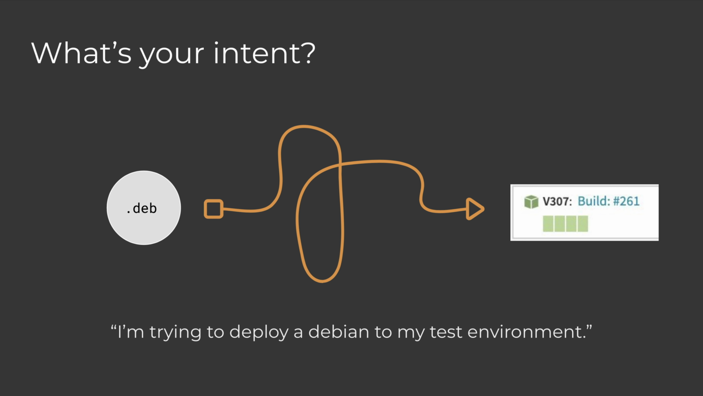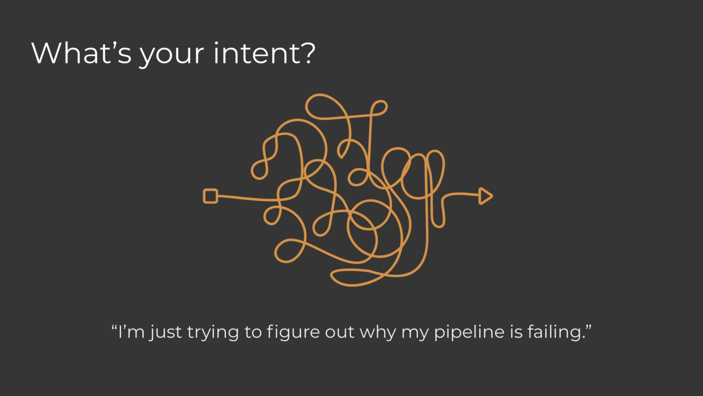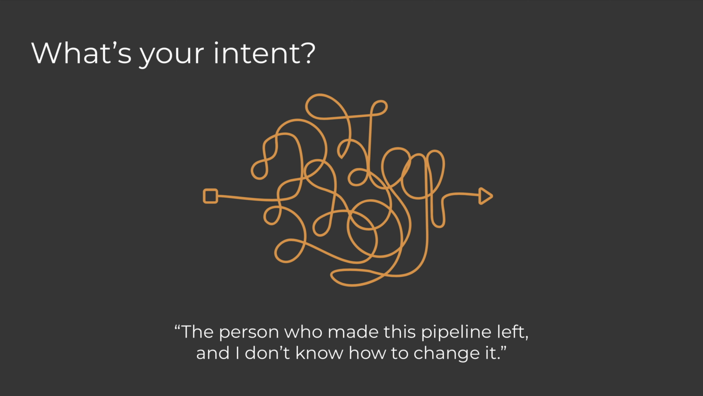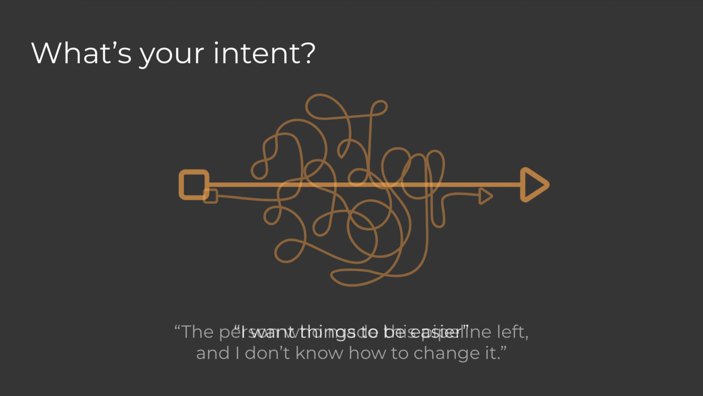When we have a simple pipeline, it's pretty easy to understand where our users want to go. Maybe they start off with an artifact, and through several steps, they want to deploy to their test environment. That's pretty simple to understand. But we often see pipelines that look maybe a little bit more like this, and users that say things like, I'm just trying to figure out why my pipeline is failing right now. Or the person who made this pipeline left, and I don't know how to change it. I don't know what's safe to do. And mostly, our users are saying, I want things to be easier.